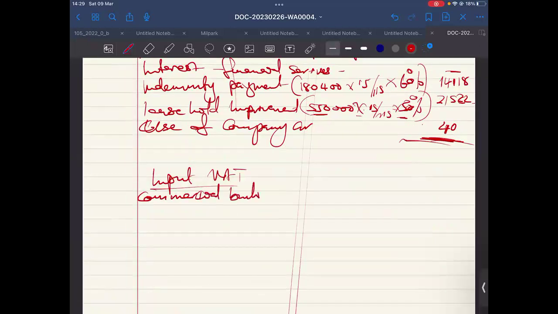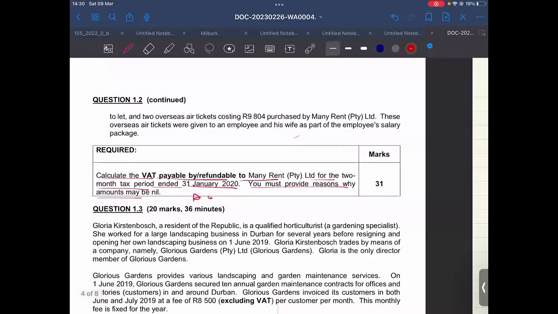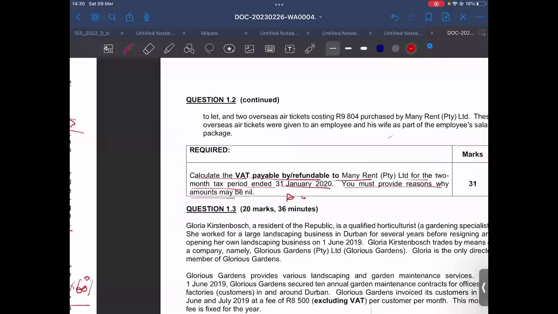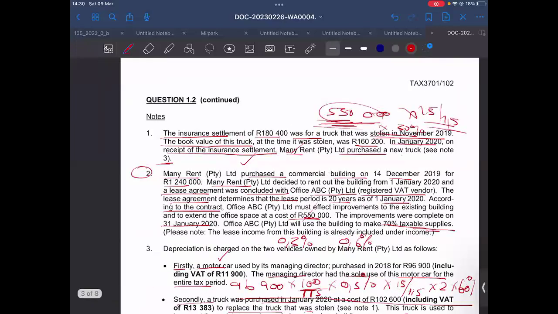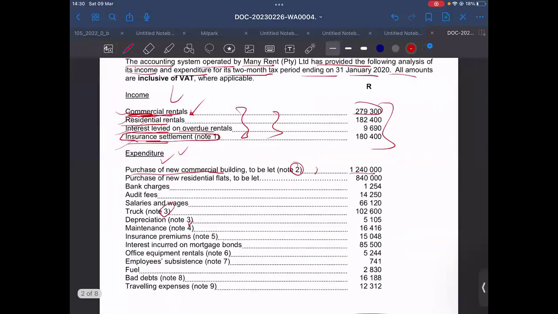How much is it? It's 1,240,000. 1,240,000 times 15 over 115. I am not going to get the totals because you are tired. That's how you are going to calculate it. Put the total on your own. Right, you said how about note number 2? Oh, we're still going there. They said refer to note number 2.